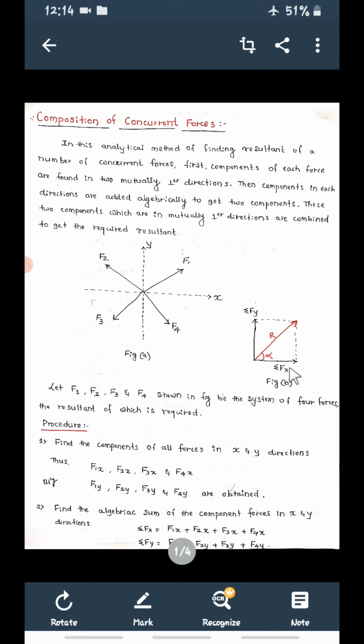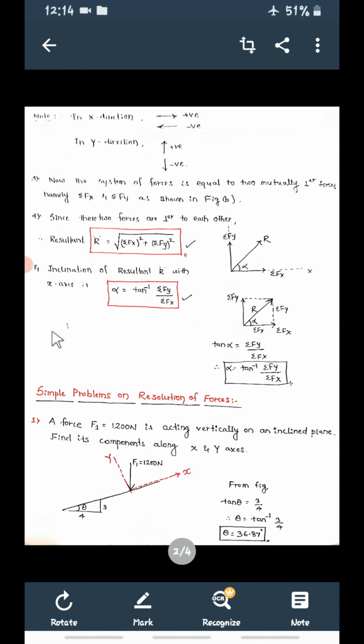So if you complete this parallelogram, whatever the diagonal is, it is nothing but the resultant. So R will be the resultant. Whatever may be the number of forces, we will finally reduce them into 2: along x direction, summation Fx, and along y direction, summation Fy. Then using that equation, we can find the resultant R.